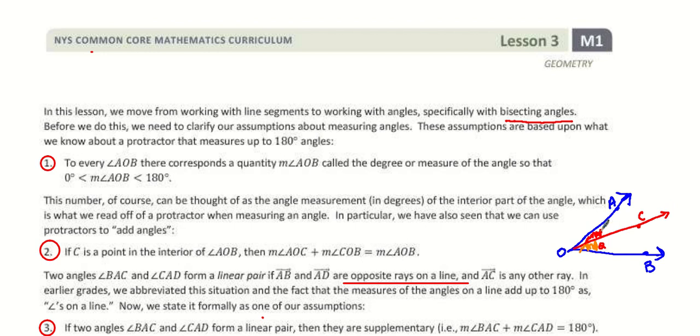Perfect. So if I add this top angle, we call it angle 1, with angle 2, I have to get angle AOB back. This is referred to as the angle addition postulate. We'll get into this later, but this is angle addition.